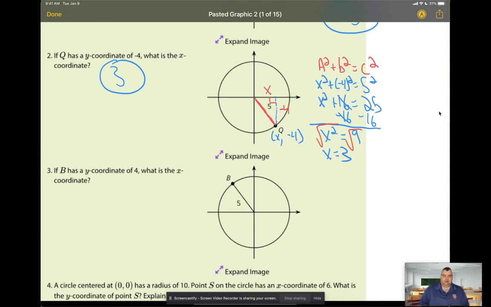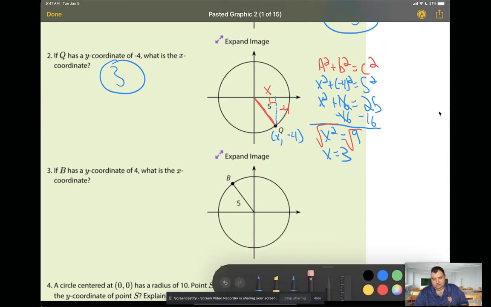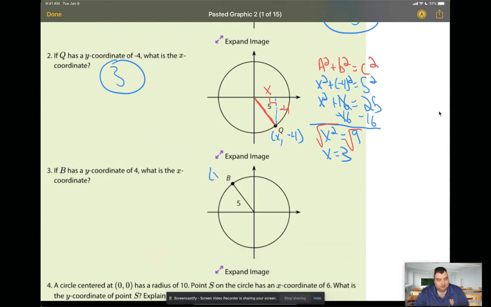Okay, number 3. If B has a y coordinate of 4, what is the x coordinate? So again, we have a similar triangle here. We know that the radius is 5, and we know that this point, we don't know the x value, but we know that the y value is 4. So if I make my triangle, just like before, my hypotenuse is going to be 5. The vertical side is going to be 4, and the horizontal side, in this case, is going to be x.